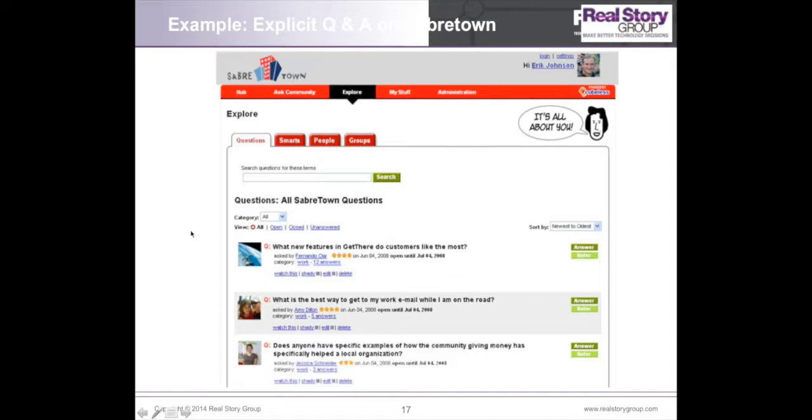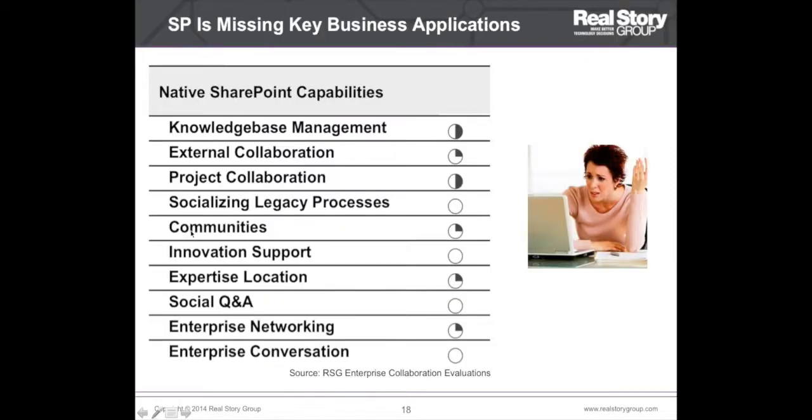And so just to circle back on SharePoint, this is really the issue with SharePoint, is that it's feature-rich, but out of the box, it's pretty application poor. Out of the box, it's pretty good at knowledge-based management. It's pretty good at project collaboration. Some of the other things really don't exist in any depth.